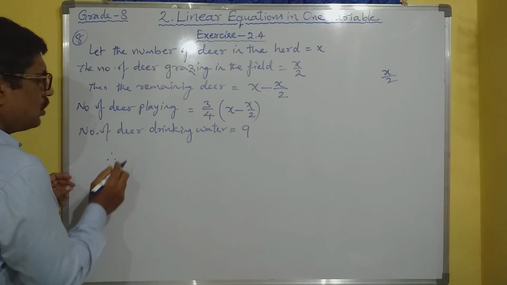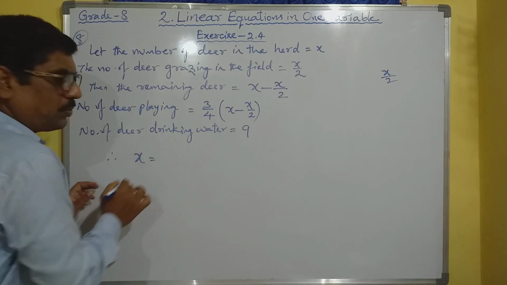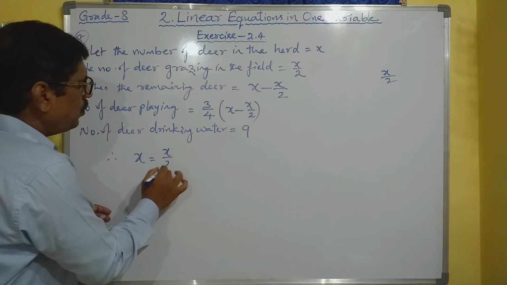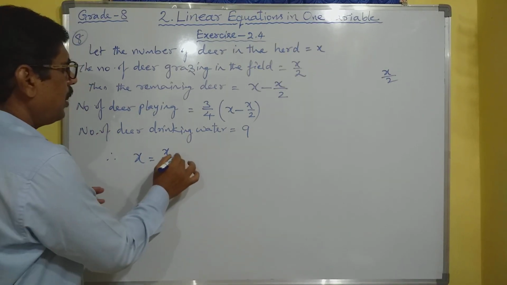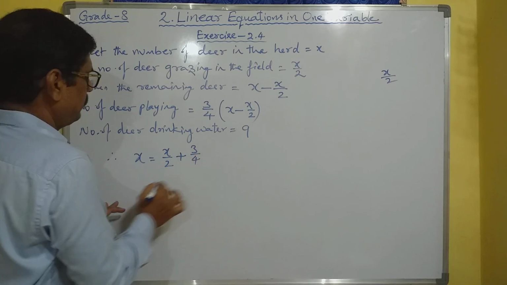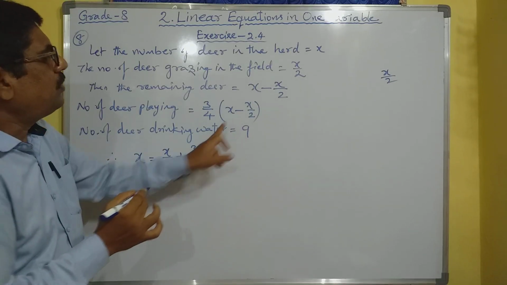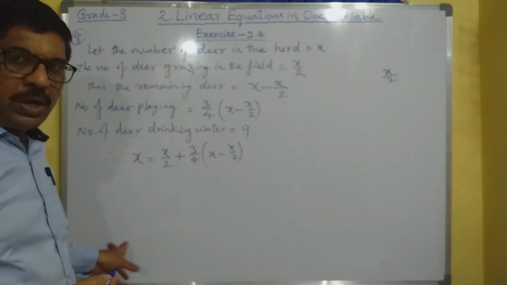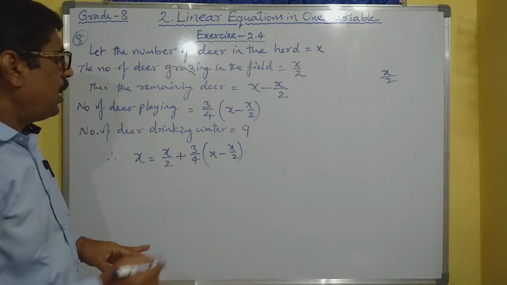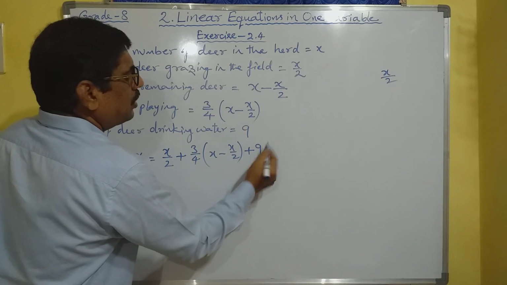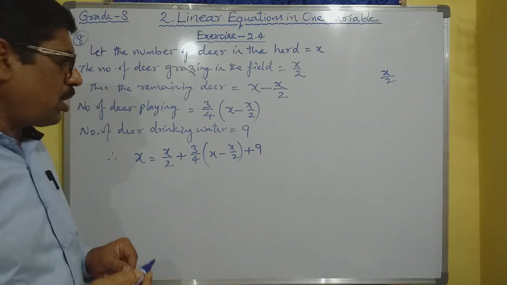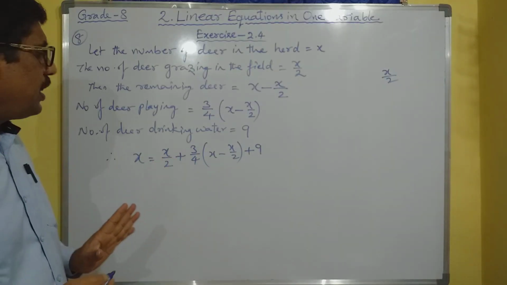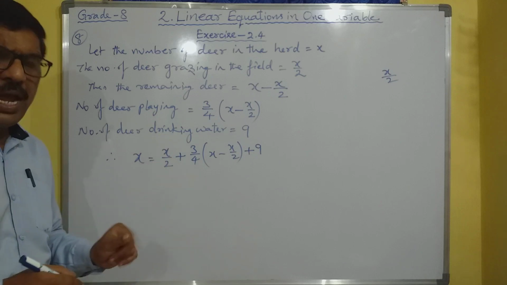Now, therefore, the number of deer is x. Among these x deer, x by 2 are grazing in the field and 3/4 of the remaining are playing nearby. What is the 3/4 of the remaining? x minus x by 2. And the rest 9 deer are drinking water from the pond. So the total number of deer is equal to x. So this is the equation we get from the information.